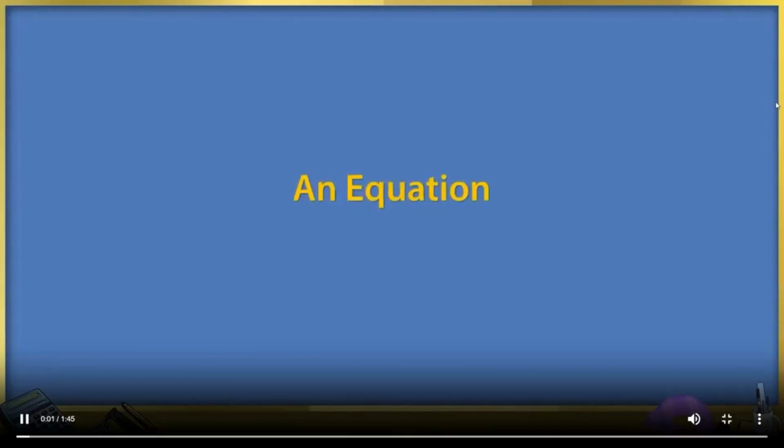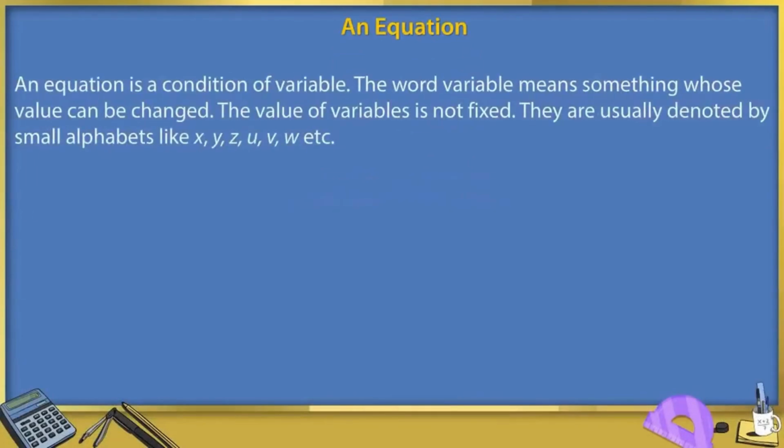An equation is a condition of variables. The word variable means something whose value can be changed. The value of variables is not fixed. They are usually denoted by small alphabets like x, y, z, u, v, w, etc.